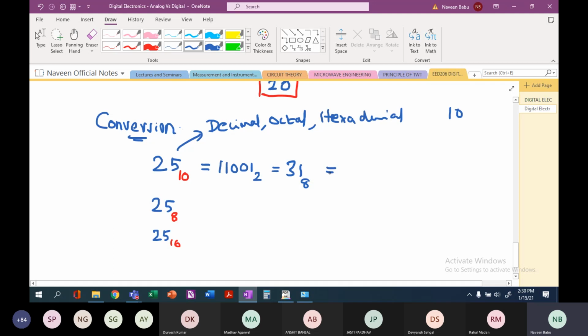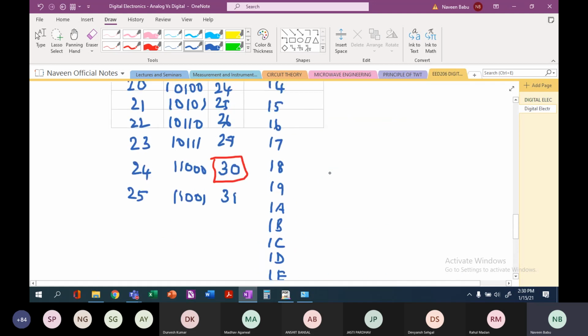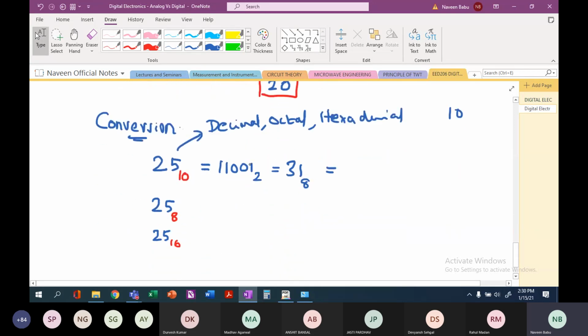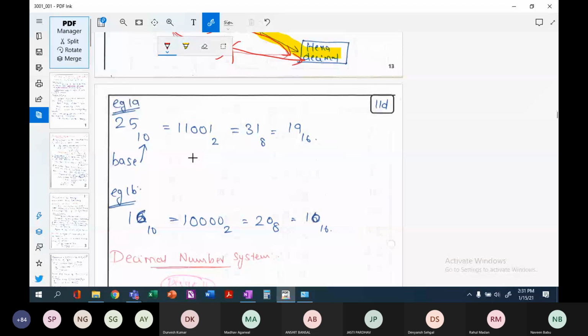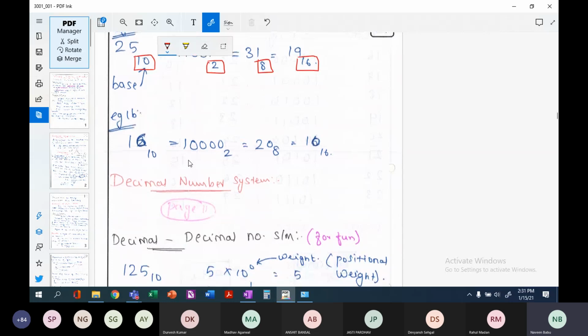Then what is the equivalent hexadecimal value? The equivalent hexadecimal value is, this corresponds to 17, 18, and this corresponds to 19. So 19 to the base 16 is the equivalent value of 25 in decimal number system, in hexadecimal. So, as I said, this 10 is your base, 2 is a base, 8 is a base, and 16 is a base. Similarly, one more example, if you take 16 to the base 10, which means that this is a decimal number system.